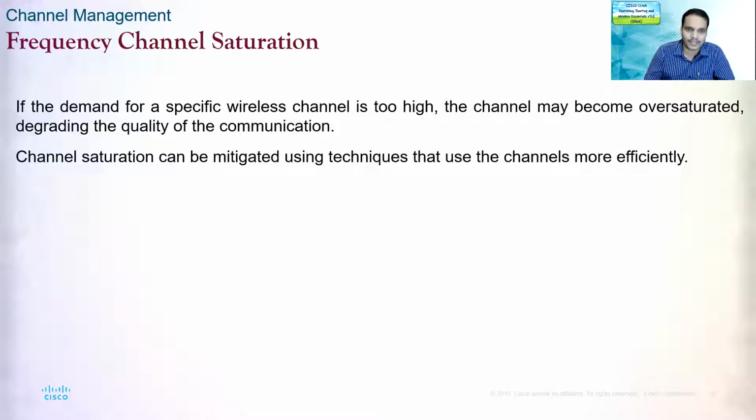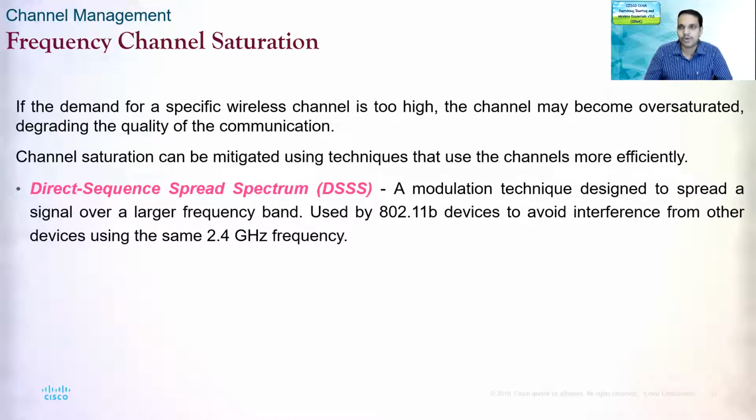You have multiple techniques. If you study modulation techniques, or if you are into mobile communications, wireless communications, or wireless networks, you must have come across these names. The first one is Direct Sequence Spread Spectrum, DSSS, a modulation technique designed to spread a signal over a large frequency band. It is used by 802.11b devices to avoid interference from other devices working in the same frequency band.